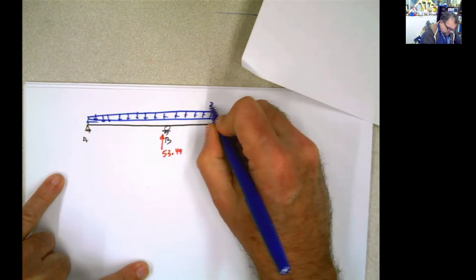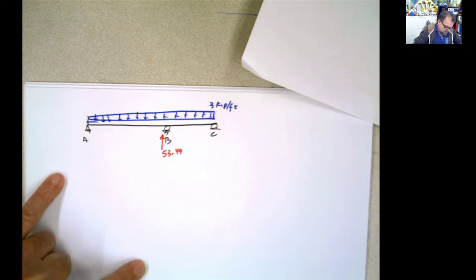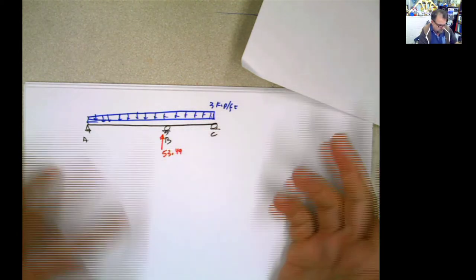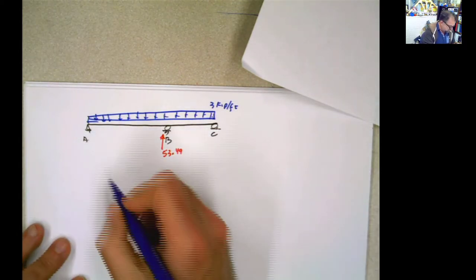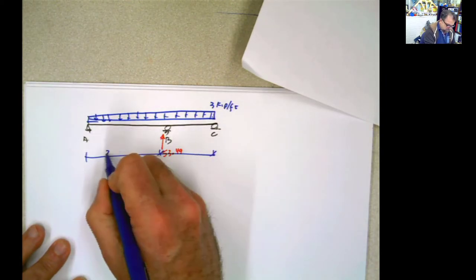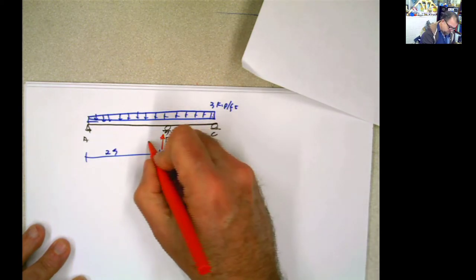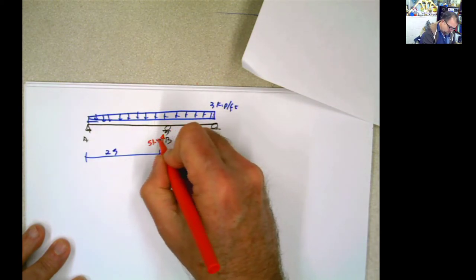Of 3 kip per foot. And that's it. Now I have to calculate these two. How do you calculate the two? In the distances, of course. This is 25 and 15. 53.49, I just copy that over.